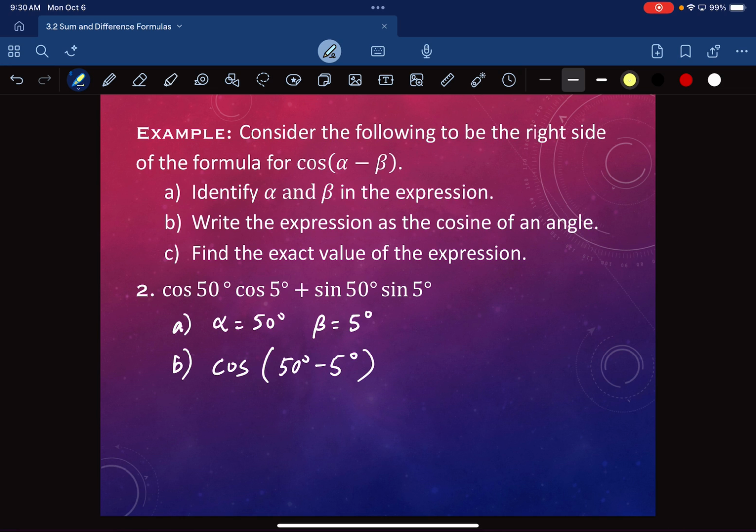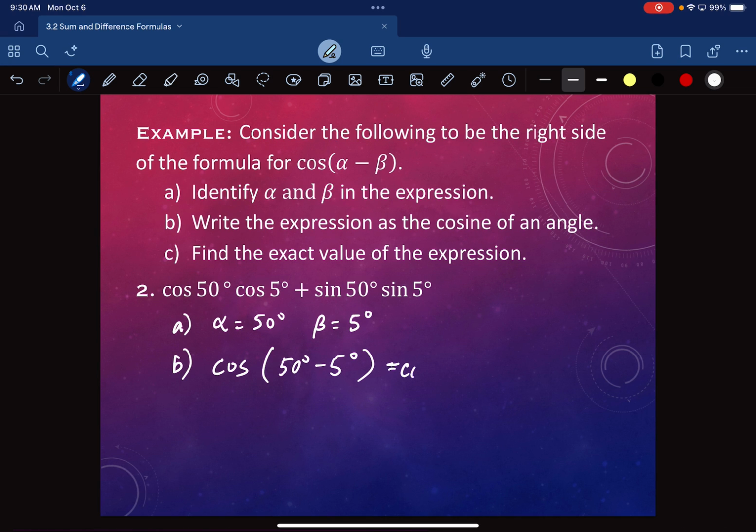So in the same fashion, we could rewrite this as cosine of 5, cosine of 50, and do the same thing on the other one, right? Now, that would change the identification of our alpha and our beta, right? Our alpha would then be 5, and our beta would then be 50. Why would it not matter? So this one right now, let me write this out.